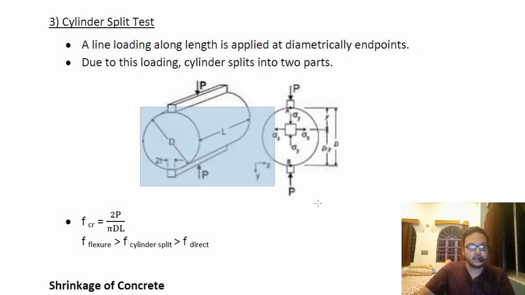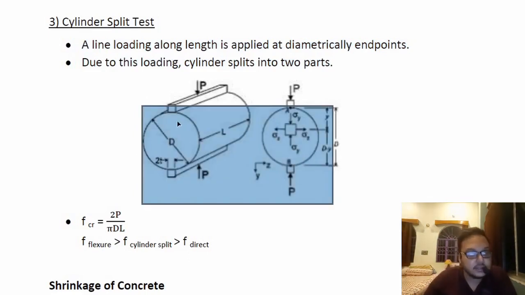In this diagram, at the two diametrically opposite end points of the cylinder, we are applying a line load, which is done by placing a bar or a rod. That is used to apply the line load at two diametrically opposite points, or two diametrically opposite strips, I would rather say.